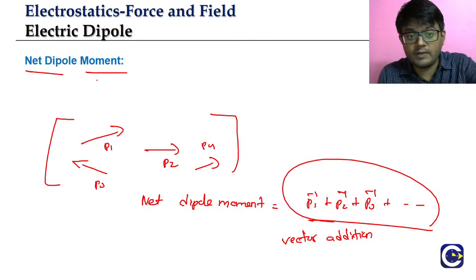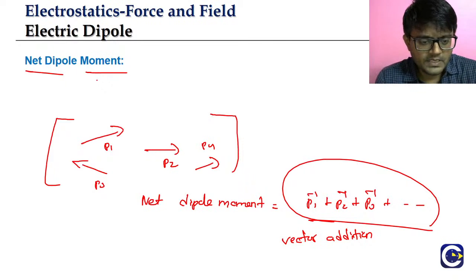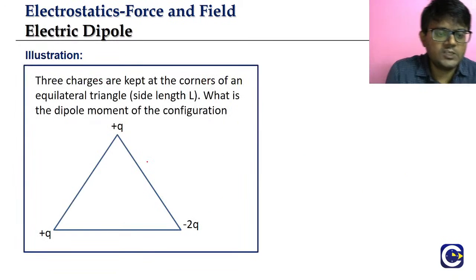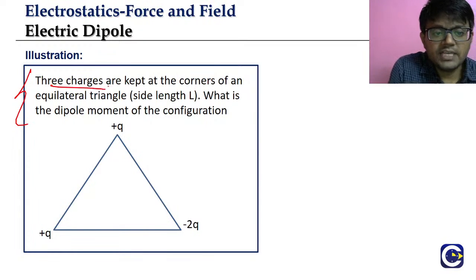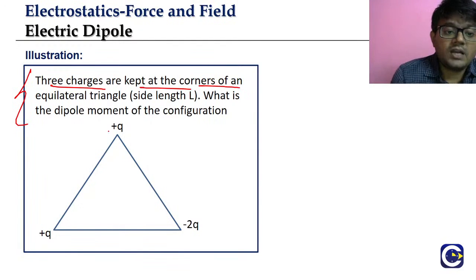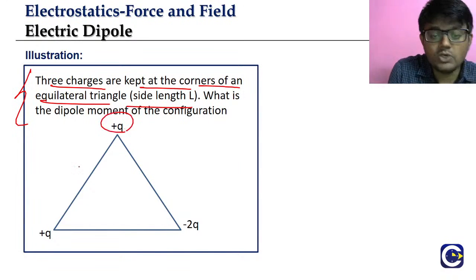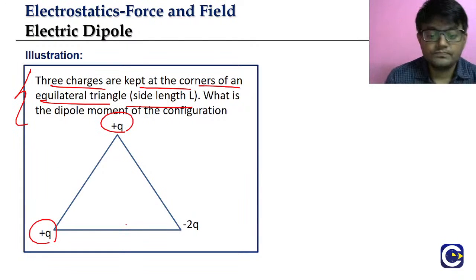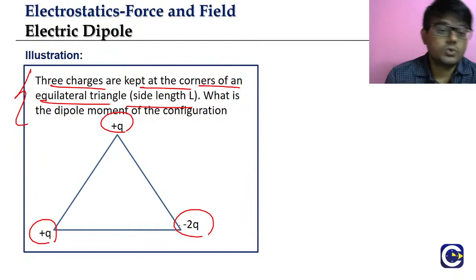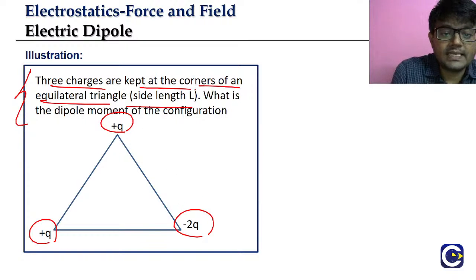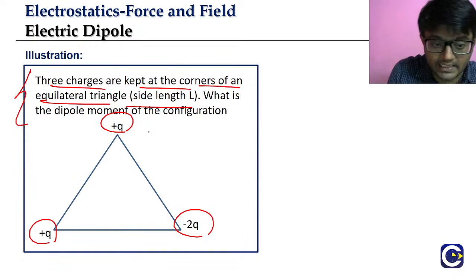Based on this net dipole moment, we can expect some questions. Let us see how this might look. Look at this particular question. Three charges are kept at the corners of an equilateral triangle of side length L. The charge values are plus q here, plus q here, and minus 2q here. So three charges are kept at the corners of an equilateral triangle.